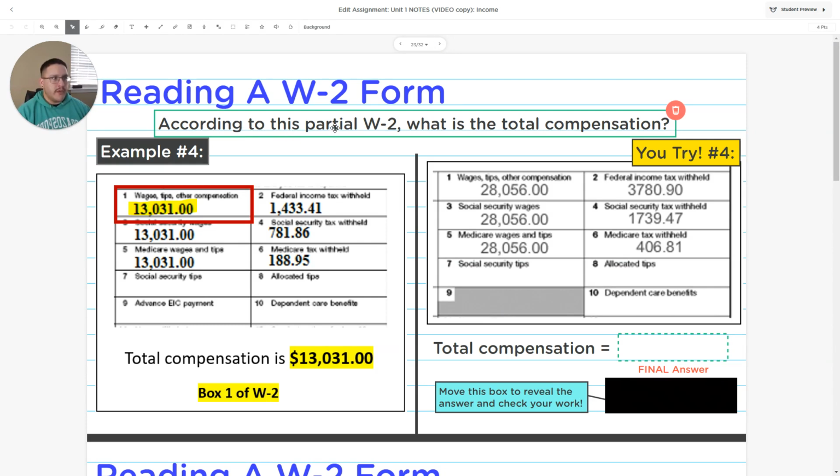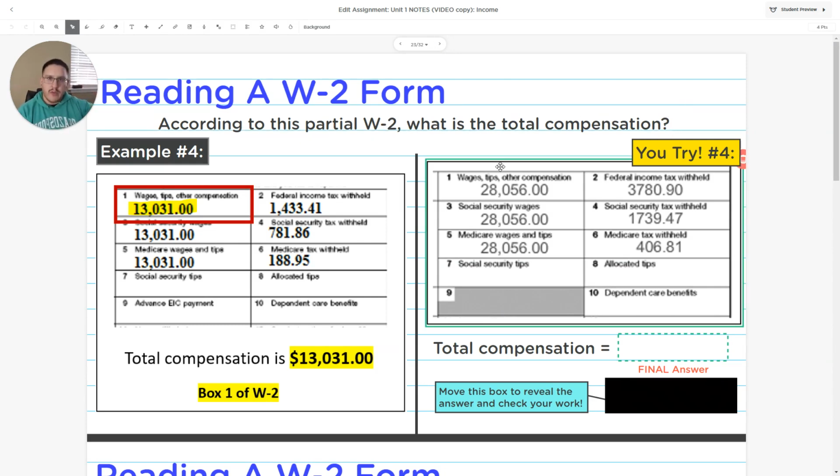Example 4, according to this partial W-2, what is the total compensation? This is simply just where do you look on the W-2 form to find your total compensation. Remember, total compensation is all the money that you earned through your employer. So, usually box 1 is where you find that. Total compensation in this example, wages, tips, and other compensations, $13,031 is your total compensation, box 1. That's it.